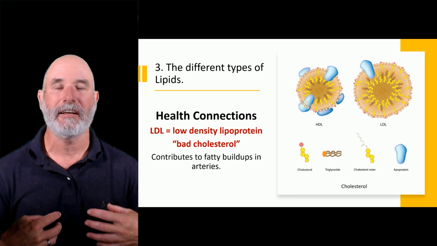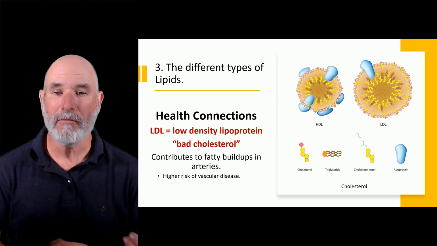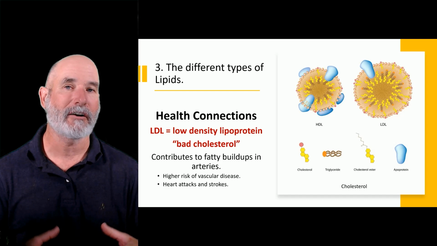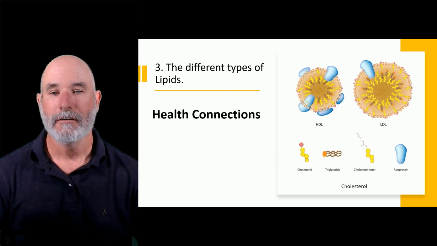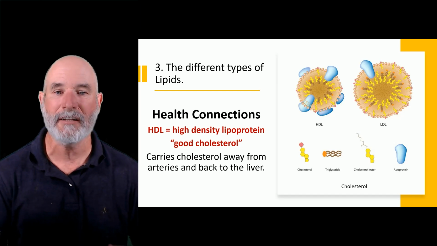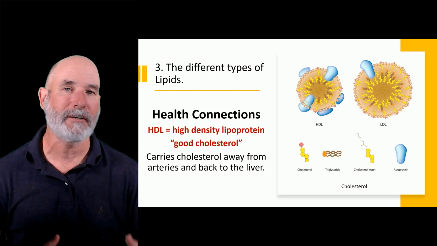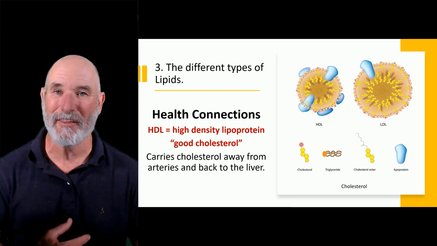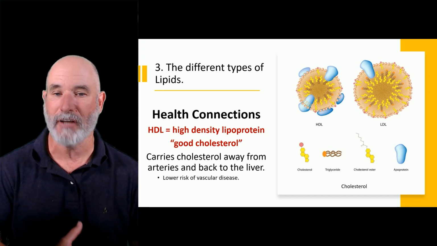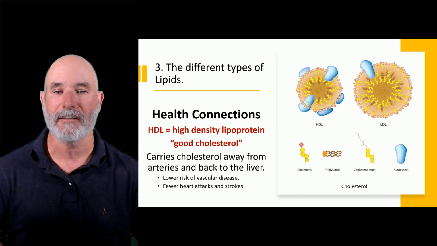So LDLs are taking cholesterol from the liver and moving it to our peripheral cells. Now, the problem with these is that the fatty buildups in our arteries lead to vascular disease with higher risk of heart attack and strokes. Now, in contrast are the HDLs. These are the high-density lipoproteins. This is the good cholesterol because it carries the cholesterol away from the arteries and back to the liver. So it's going to help remove the LDLs, right? And that's going to prevent those plaques from getting built up. So you have a lower risk of vascular disease and you're going to have fewer heart attacks and strokes.